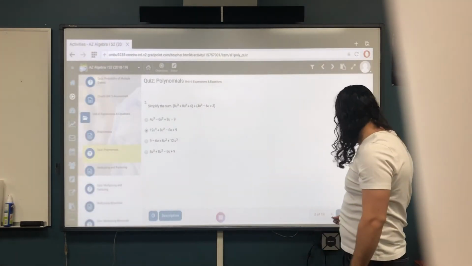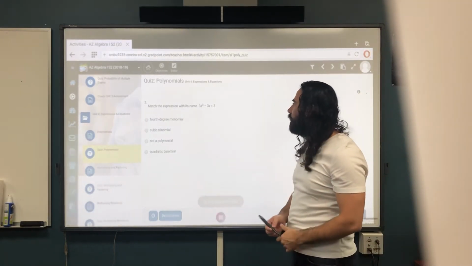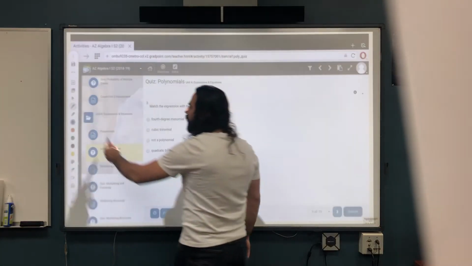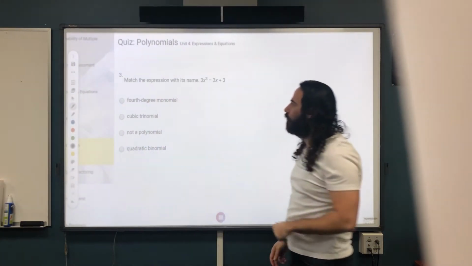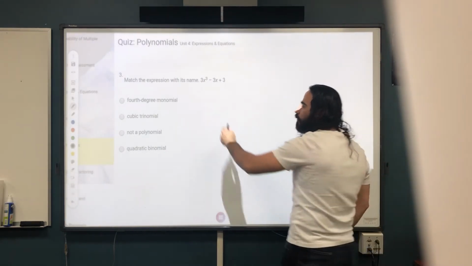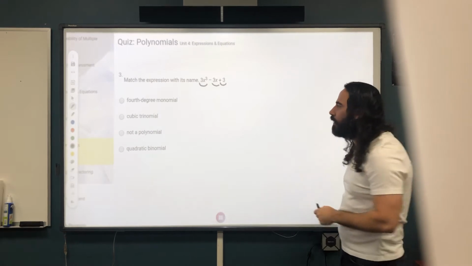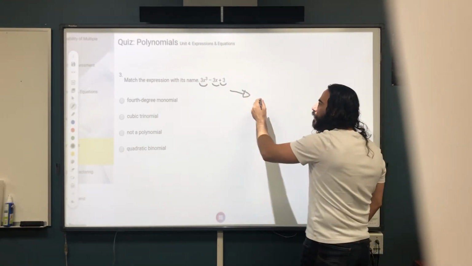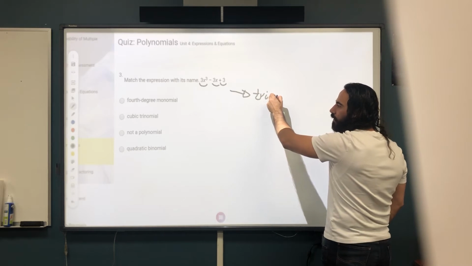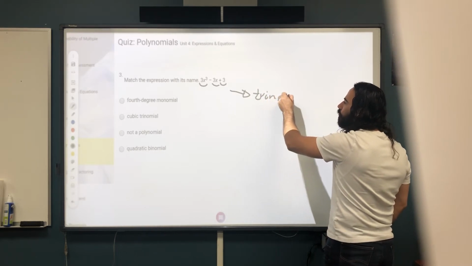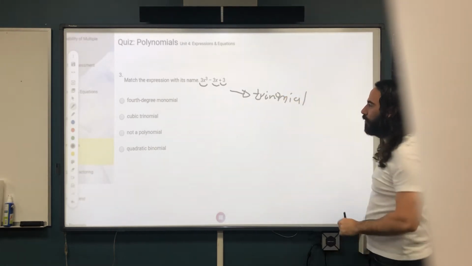Maybe we'll do one more just in case. Match the expression. It's just about names and definitions. All we need to do is match the expression with its name. So as you can see, we have 1, 2, 3 terms. If we have 3 terms, we will always call it a trinomial.